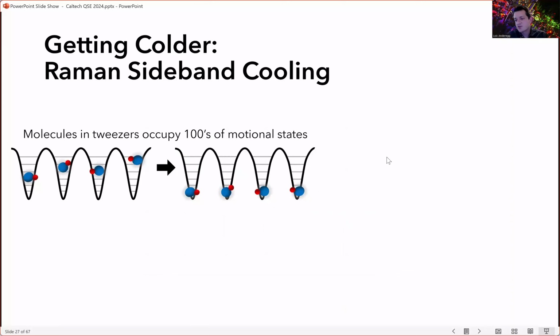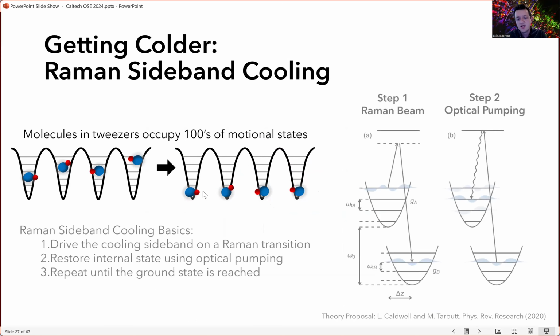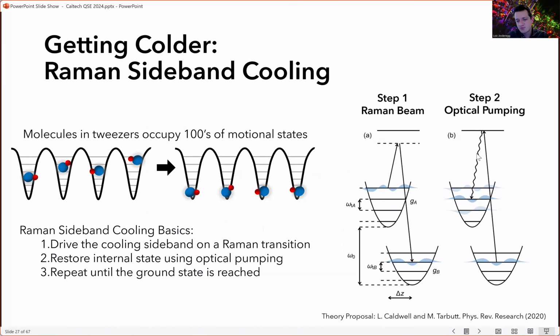Now, of course, we'd like to do better. And the first step to this is to get colder and remove this thermal dephasing. So how can we do that? Well, one way to do this is by using something known as Raman sideband cooling. This is a technique to cool the motional degree of freedom within these tweezer traps down to the ground motional state. This is done with a two-step process.